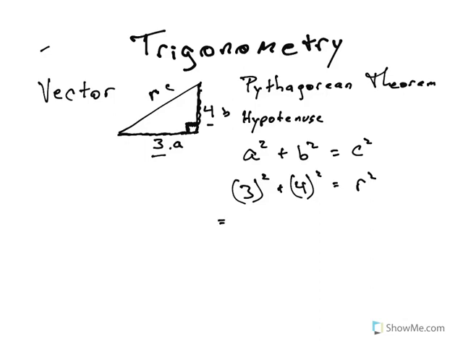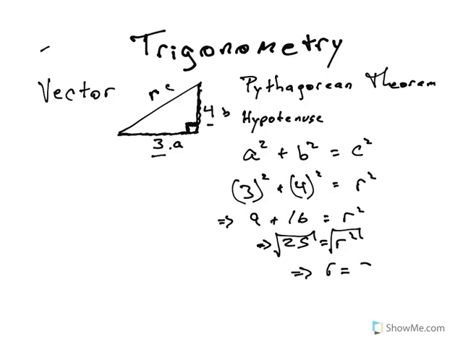Alright, that's not so bad. So let's plug in my numbers. 3 squared is 9, 4 squared is 16, equals r squared. 9 plus 16 is 25, is r squared. Well, I don't want r squared, I just want r, so I have to take the square root of both sides. So I'm told r must be 5. So I now know the length of my hypotenuse is 5. And that's what the Pythagorean theorem can do for us. If you know 2 out of the 3 sides of a right triangle, you can get the third side using the Pythagorean theorem. In this case, the third side happened to be the hypotenuse.